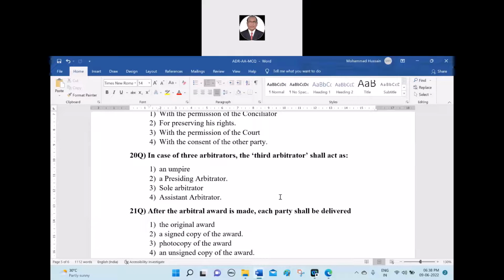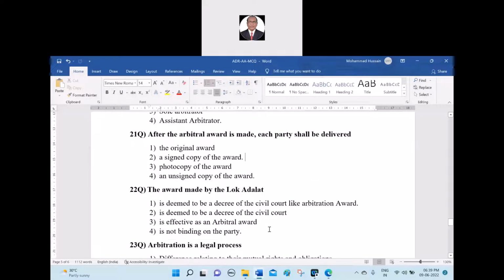In any case, the original award is not given. When a copy should be given, it should be signed. A photocopy of the award without the signature will not be valid. An unsigned copy of the award definitely will not be provided. Then which one is the right answer? Signed copy of the award. A signed copy of the award should be supplied. Is it clear? Say yes. Yes, sir. Very good. So that I could proceed.